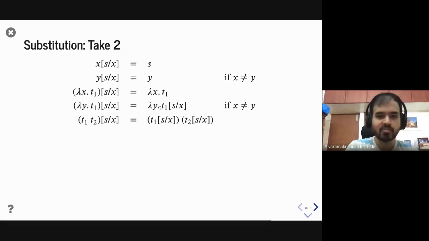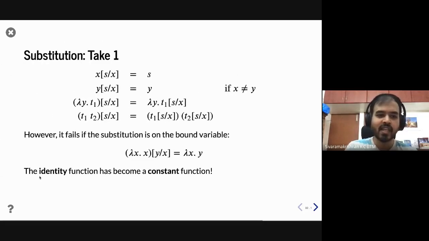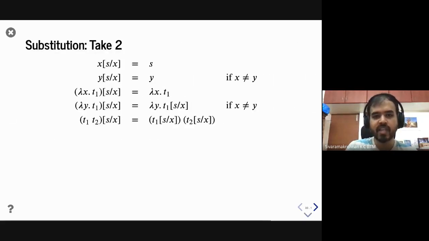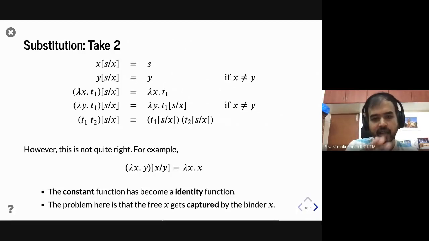At this point, you can look at the shape of this failure. The identity function has become a constant function. So you can also ask whether there is a case for a constant function to become an identity function. And that is precisely the failure that we will have here. Again, take two is also not right. Observe that there is a constant function here, which takes any argument x and then returns y. In OCaml, you can think about this as taking some argument and returning 0 or 1 or some constant. It doesn't matter what the input is, it is always going to return y.